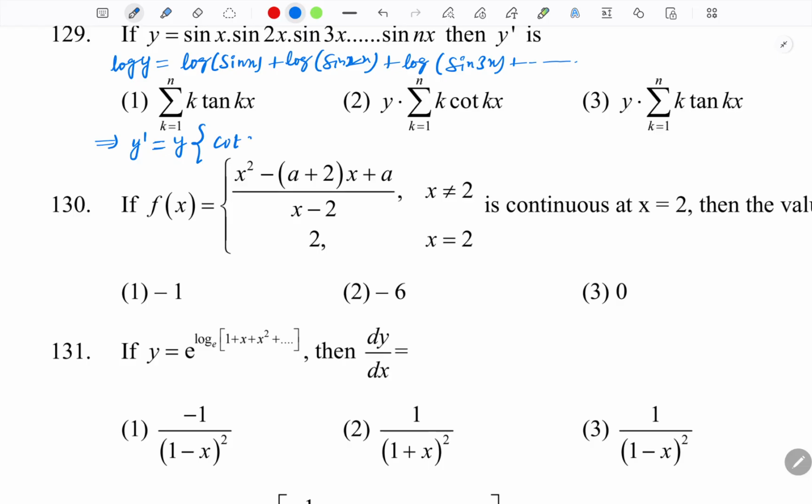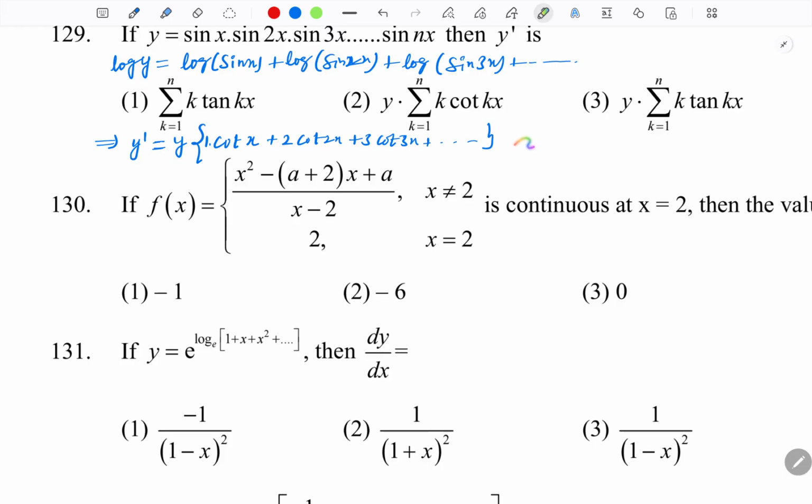It's cot x, here how many times? 1 time, plus 2 times cot 2x plus 3 times cot 3x, like that I will get if I expand this one. What is your observation? It is a sum expansion, right? Write it in the simplest manner.